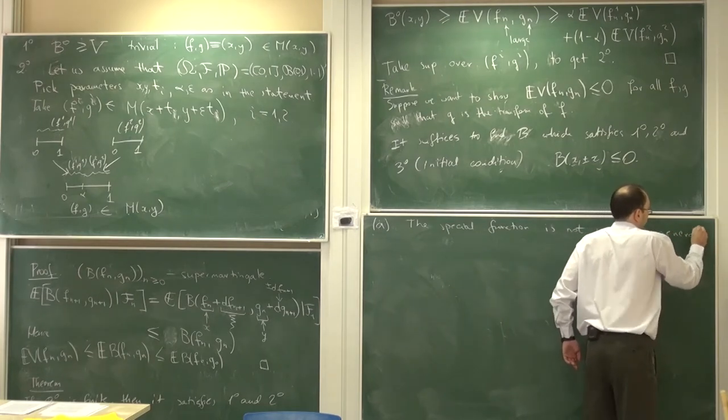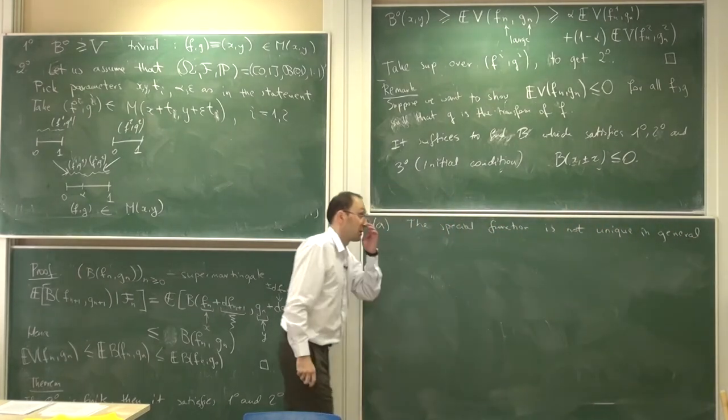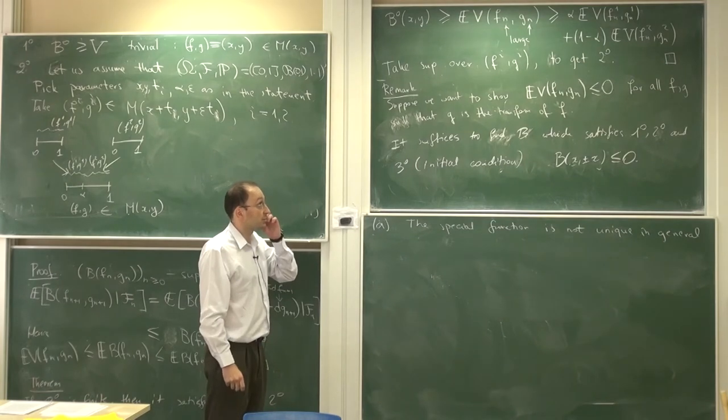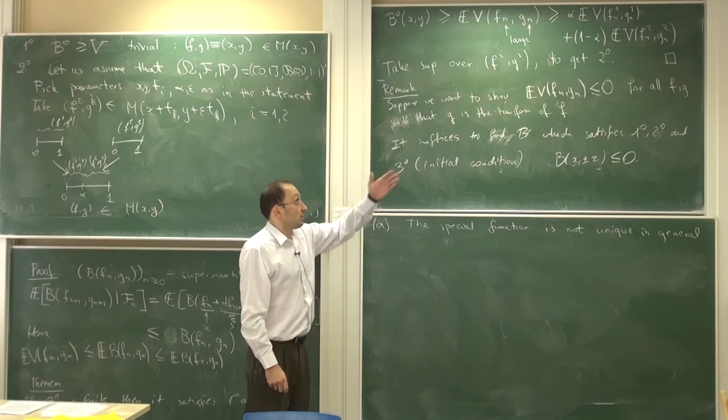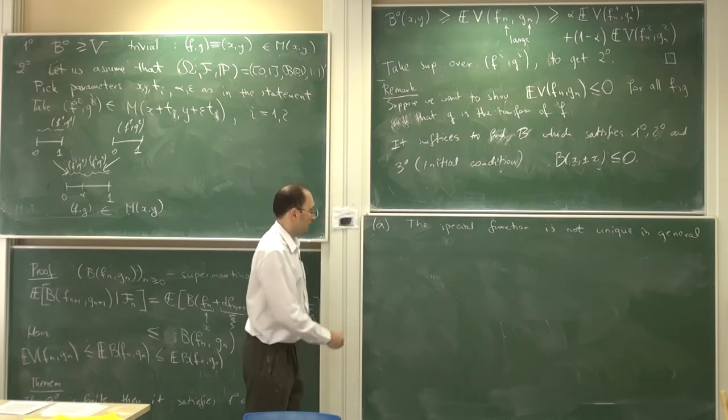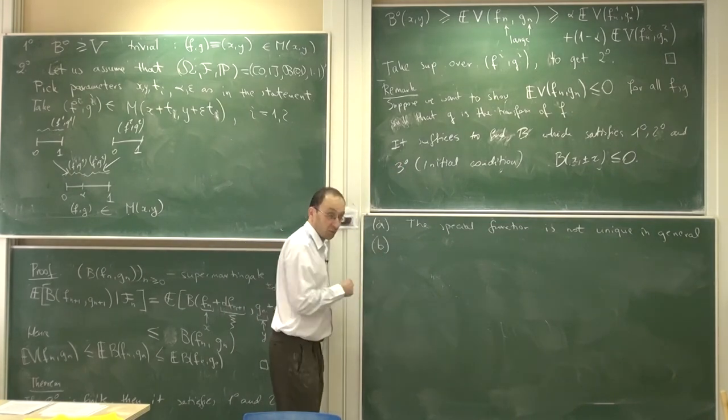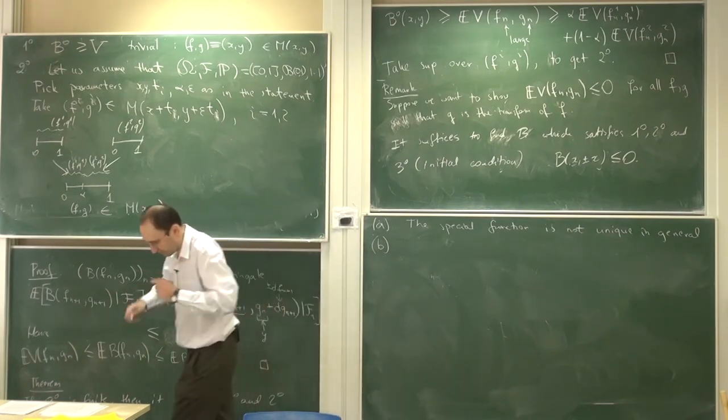So sometimes there are many Bellman functions which lead to the fixed estimate. Of course, B0 is unique. It's just given by the formula.